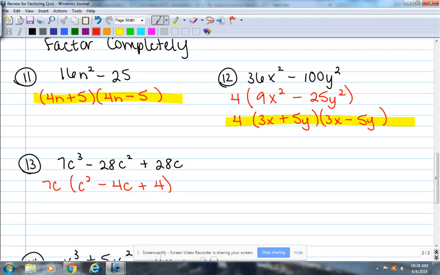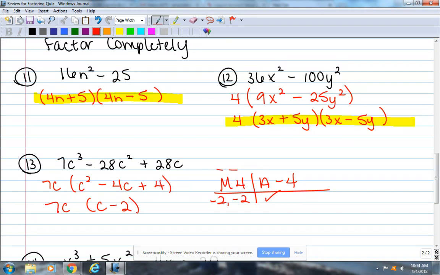Am I done? Oh, there's a trinomial in there, so I make a table. So I need 2 numbers that multiply to get 4 and add to get -4. What kind of signs am I using? Negatives. Okay, what works? -2 and -2. And we said this was the short way, right? So what's my answer? You can write C minus 2 times C minus 2 or C minus 2 squared. But don't forget the 7C. So when you factor out a GCF, make sure you put the GCF with your answer, okay? Are we good on that one? Everybody good on that one? GCF and then a table?